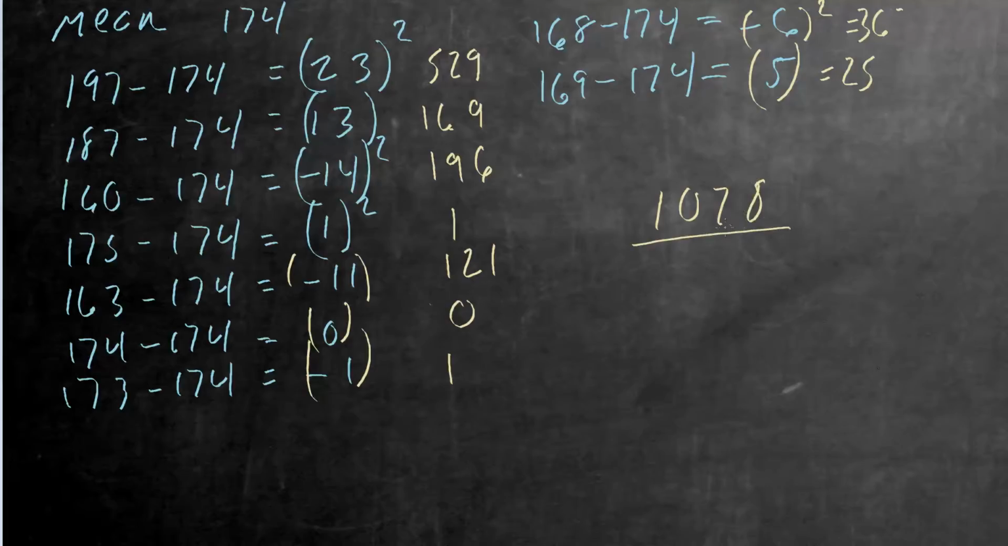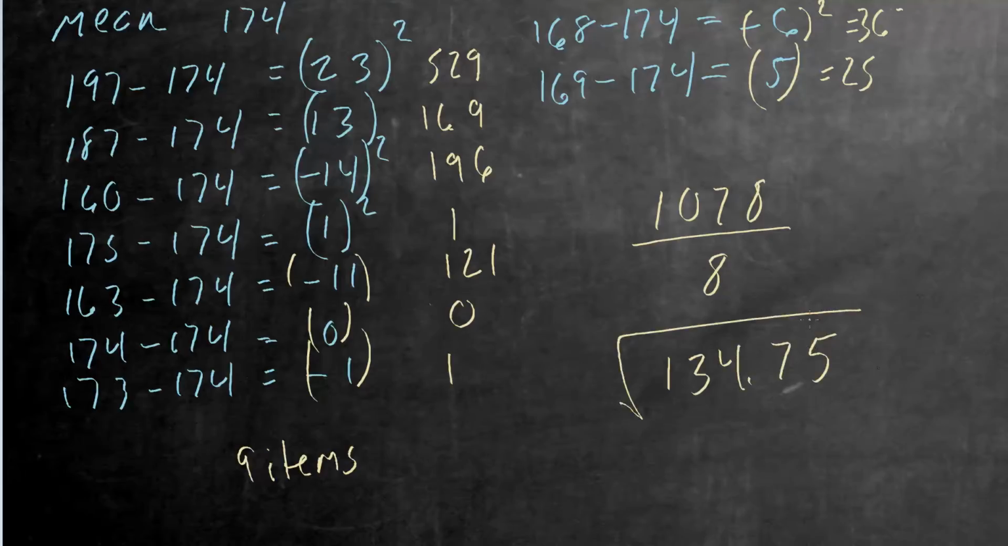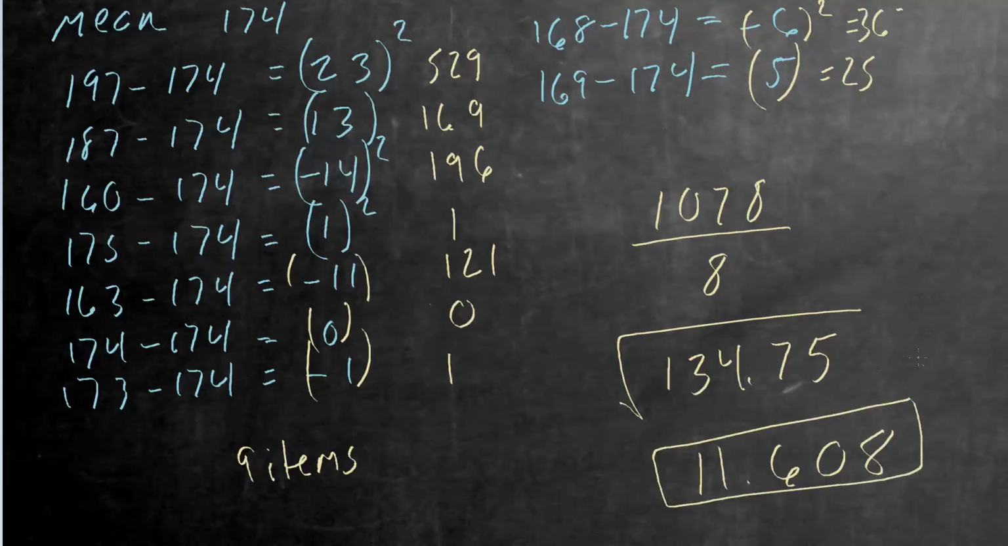Divided by n minus 1. So there were 9 items, so we're going to divide by 8. I think we get 134.75. Finally, following our steps rewritten above, the square root of 134.75 is 11.608. This number is our standard deviation. Following the steps, plugging it in, being precise with our numbers, we can get there.